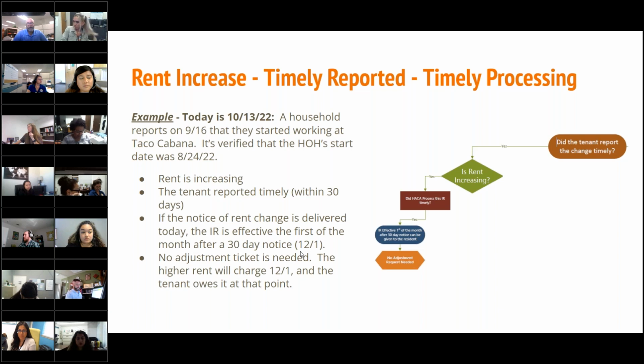HUD's going to make up the difference. So it's not until 12/1 where the higher rents and lower HUD portion take effect. With this situation, timely reported and timely processing, there's no adjustment ticket either. The new rent is just effective when it's effective. The tenant owes it then, and HUD will pay the lower amount then.